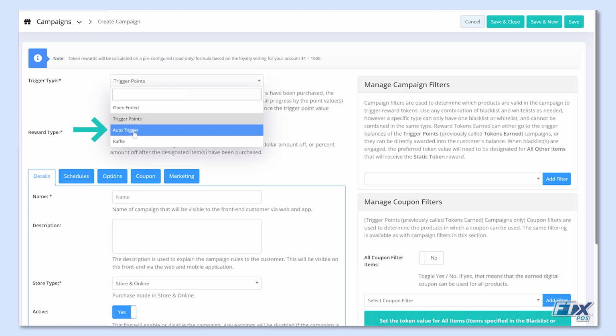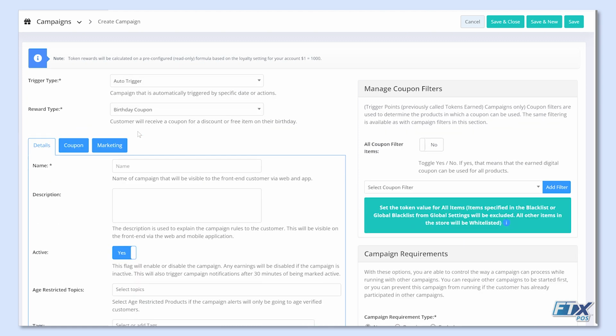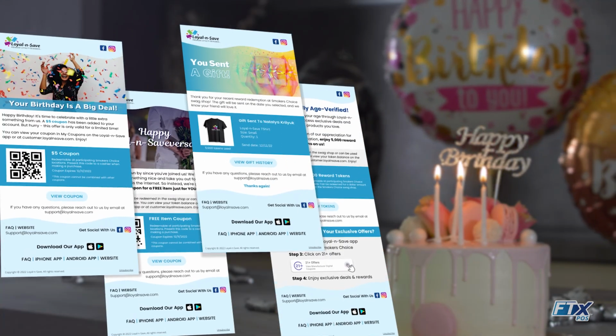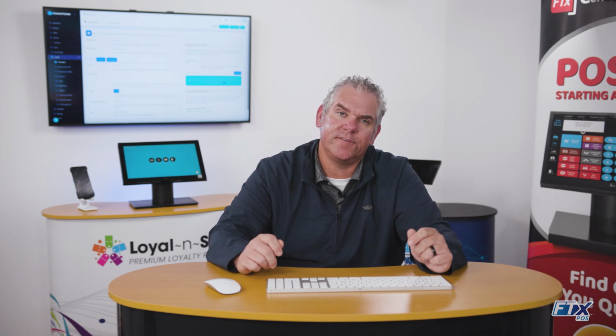Moving on, we have auto trigger. So auto trigger is based on an event such as a birth date, anniversary, a sign up, a we miss you campaign, things of that nature. We've also recently added the event of EAIV sign up. So you can reward your customers for going through the EAIV, the identity verification process.